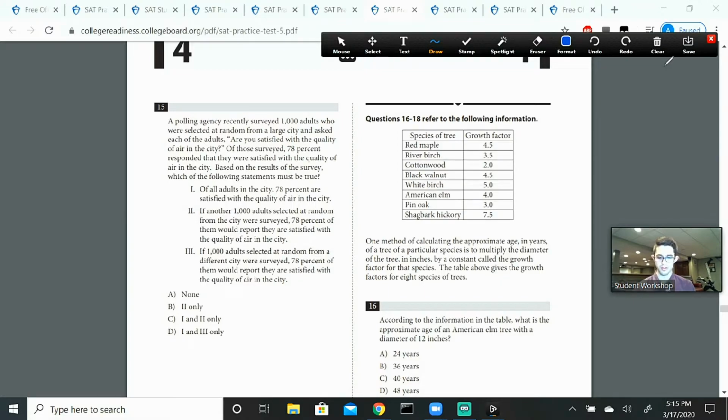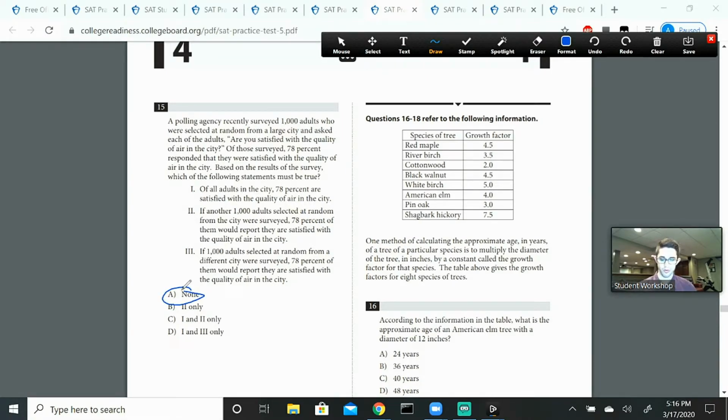Number 3, if 1,000 adults selected at random from a different city were surveyed, 78% of them would report they are satisfied with the quality of air in the city. That's a totally different question. You have no idea. You're comparing apples and oranges at that point. So it might be true, but it definitely doesn't have to be true.